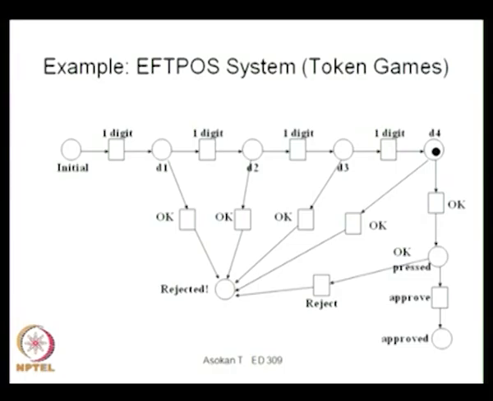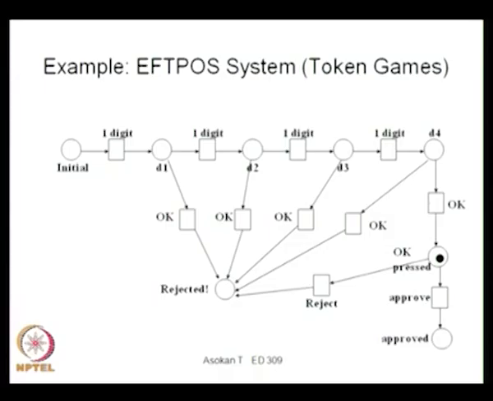So you have already given 4 digits and then press OK, it comes to that stage of token. So here you can have an option to reject the transaction or you can approve the transaction. After entering all the 4 digits, if you want to reject, then you can give this reject transition which is shown here, otherwise you can give the approve.